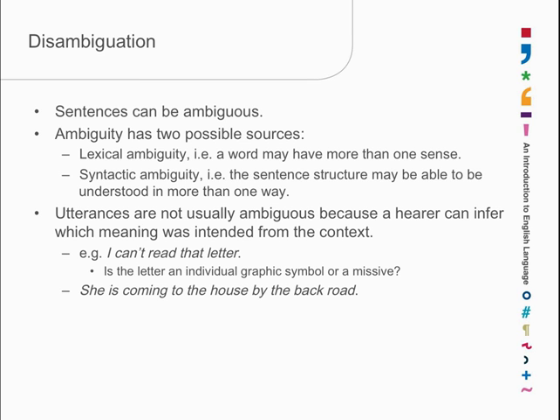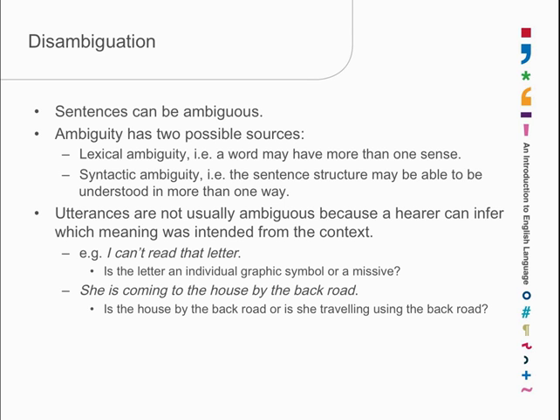If somebody says to us, she's coming to the house by the back road, then we have two alternatives. Either she's coming to a particular house, the house by the back road, or she's coming to the house and the direction that she is coming from is to take the back road. So in one case, by the back road is a modifier of house. In the other case, it's an adverbial to do with coming to the house. How is she coming to the house? Namely, by the back road. And again, is the house by the back road, or is she travelling using the back road?